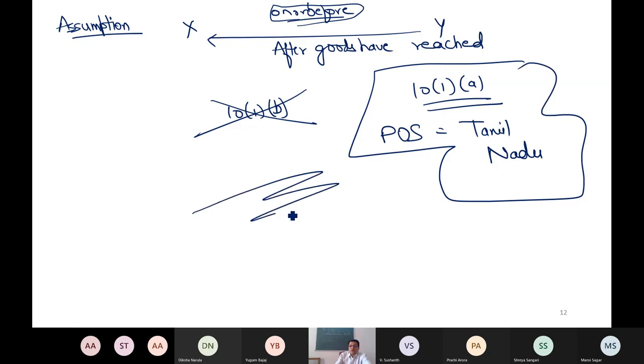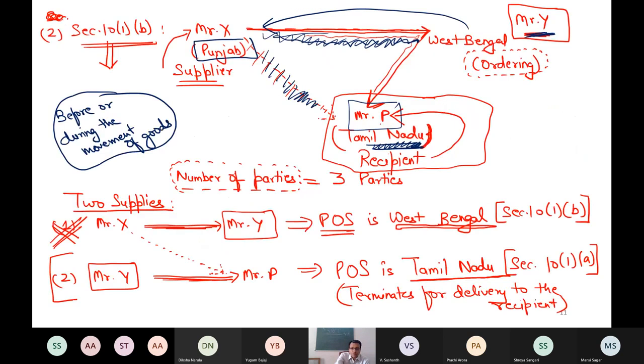In 10(1)(b) you must not forget that the instructions must be passed before starting the journey or during the movement of goods. If after the goods have finally reached a state, you tell the supplier to deliver the goods in that state itself, then the Act says 10(1)(b) is not applicable. Then you apply 10(1)(a), because the goods actually required movement. Whenever goods require movement, you simply apply 10(1)(a), and the place of supply will be the place where the goods have finally been delivered. These are the two points which you should not forget.